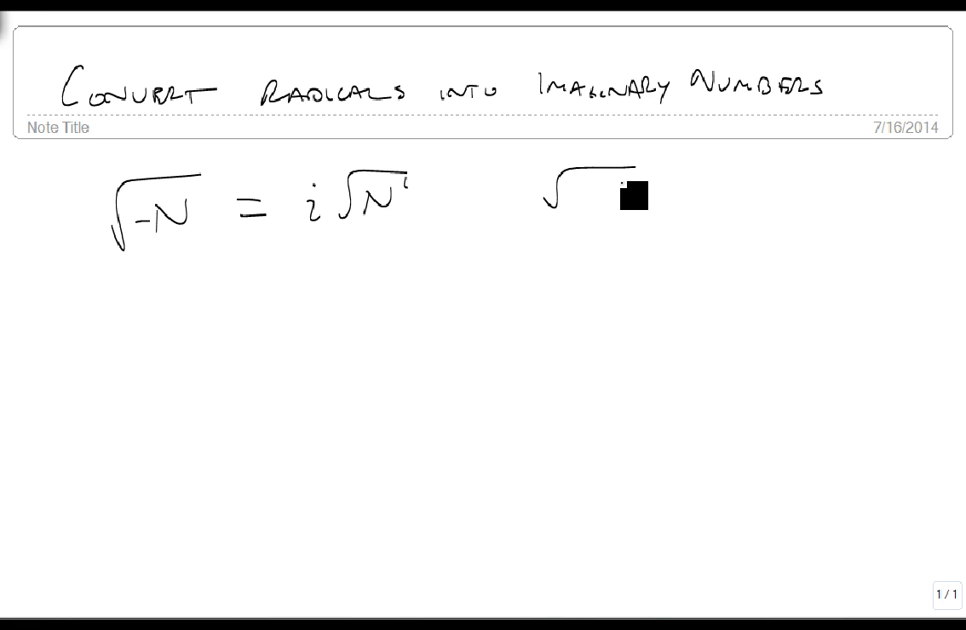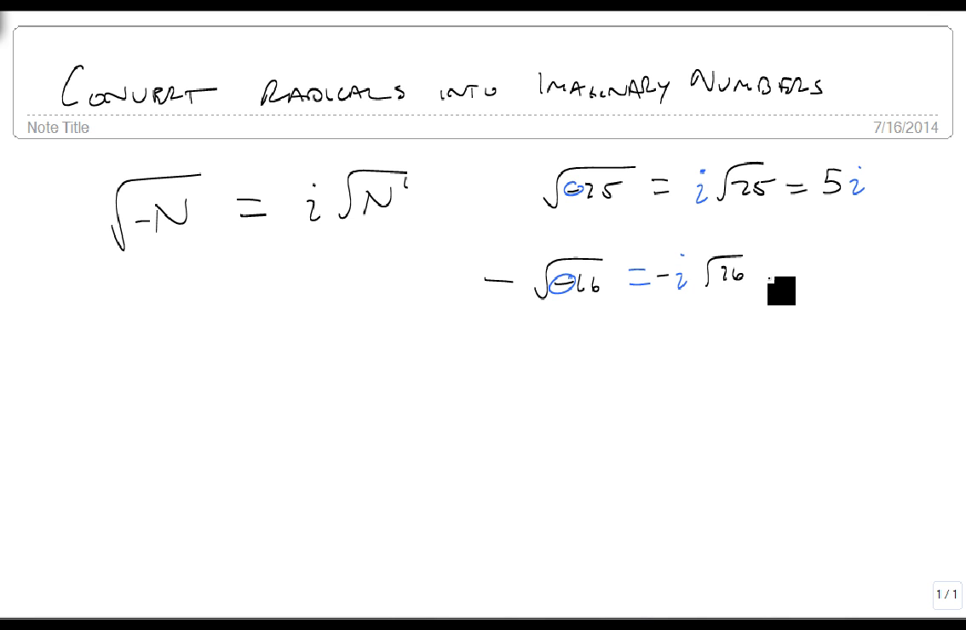So as a simple example, suppose we have the square root of negative 25. Well, the negative underneath the square root turns into an i, and that leaves behind the square root of 25. The square root of 25 is 5, so this gives me as my final answer 5i. As a further example, suppose I want minus the square root of minus 16. Again, the negative underneath becomes an i with a negative in front of it, and the square root of 16. The square root of 16 is 4, so this becomes negative 4i.